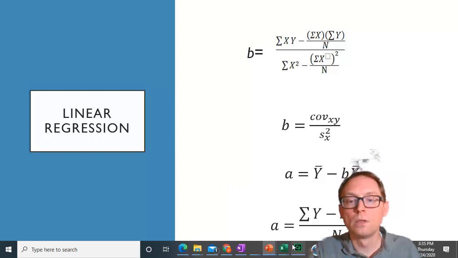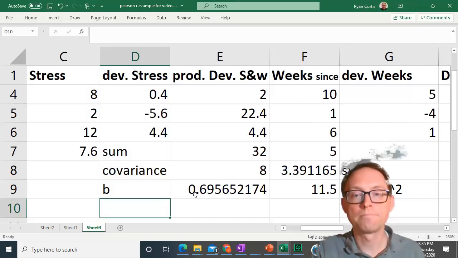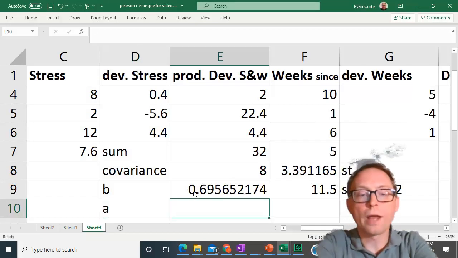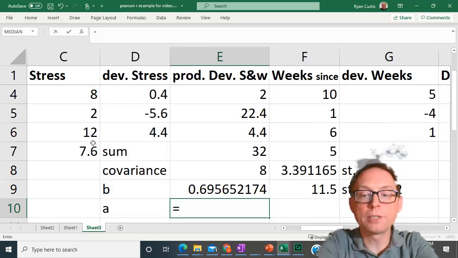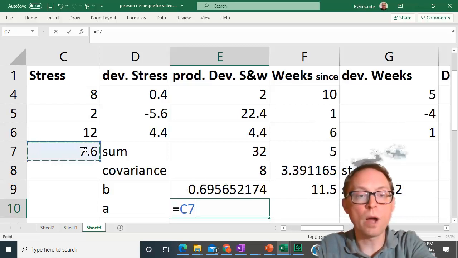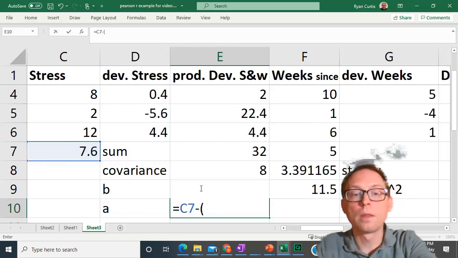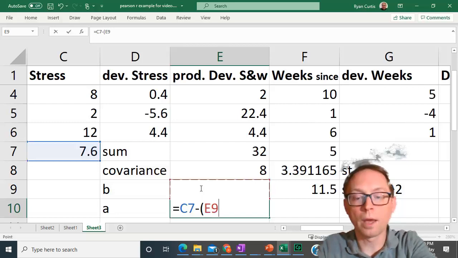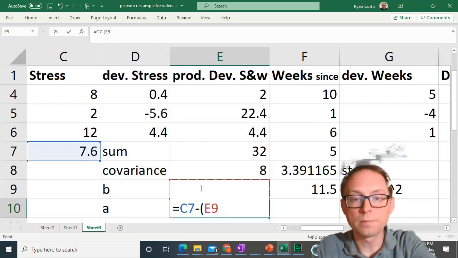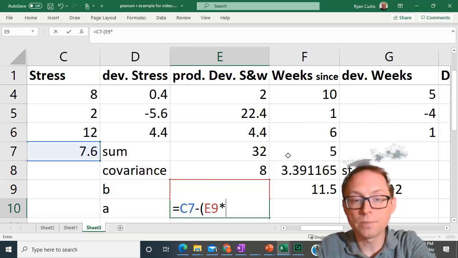So let's go to those data. So for a, the y-intercept, that is going to be the mean of y. Remember, what we're trying to predict is stress. So the mean of y is 7.6, minus the slope, which is b, times the mean of x. And the mean of x in this particular case was 5.